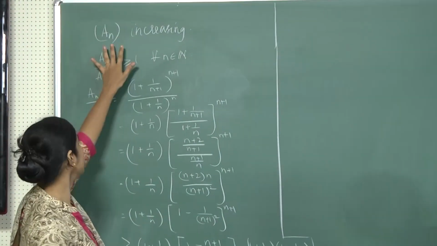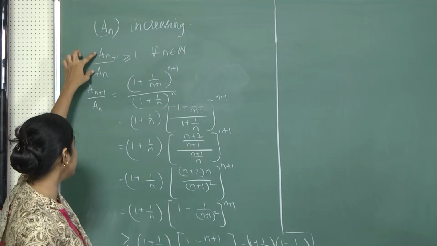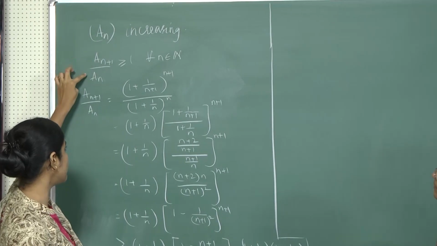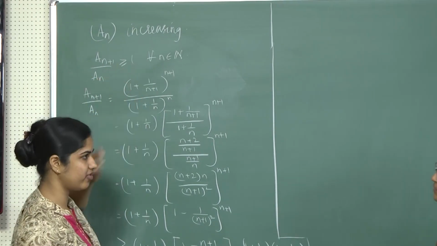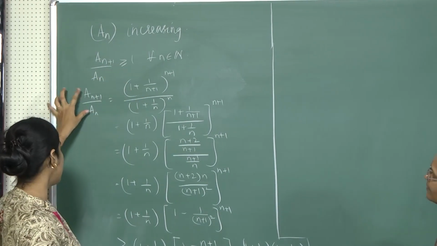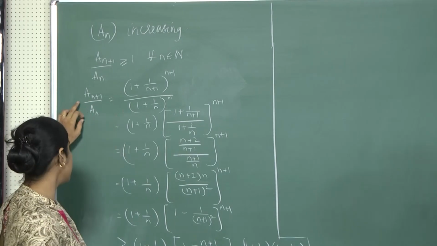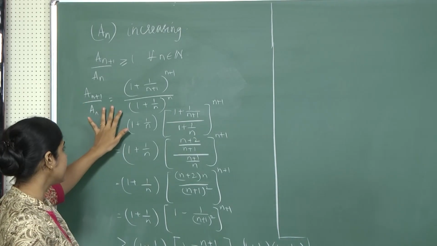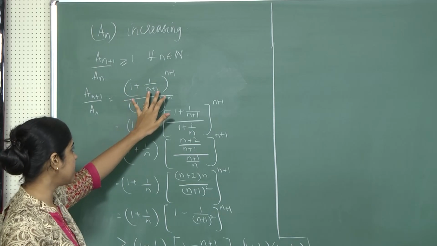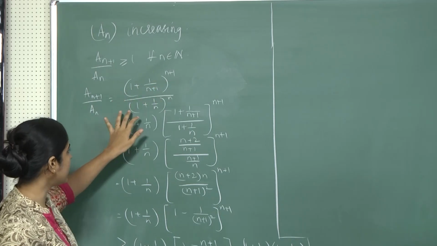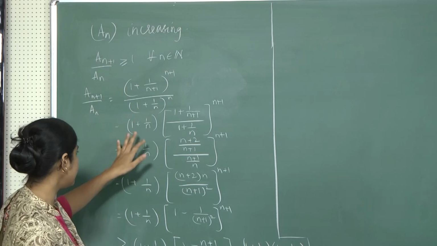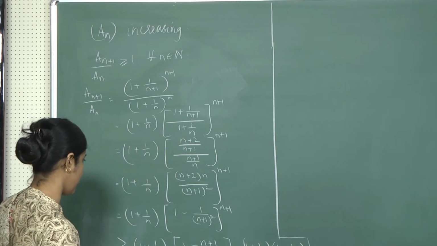So I'm trying to show that an is an increasing sequence by showing that the ratio an plus 1 by an is greater than or equal to 1 for all natural numbers n. So I'm computing an plus 1 by an. The ratio an plus 1 by an is (1 plus 1 by n plus 1) power n plus 1 by (1 plus 1 by n) power n. Then I'm doing simplification.